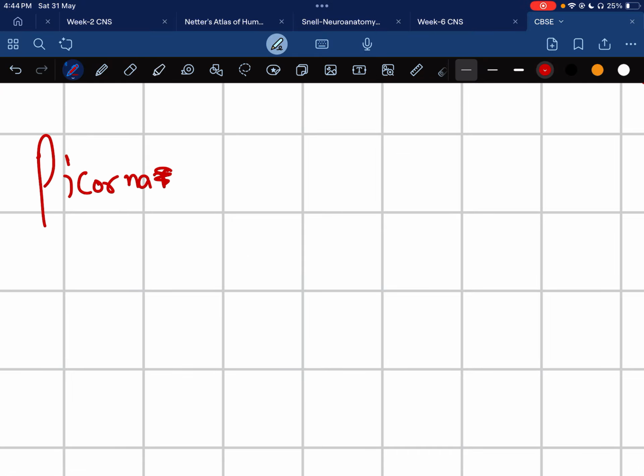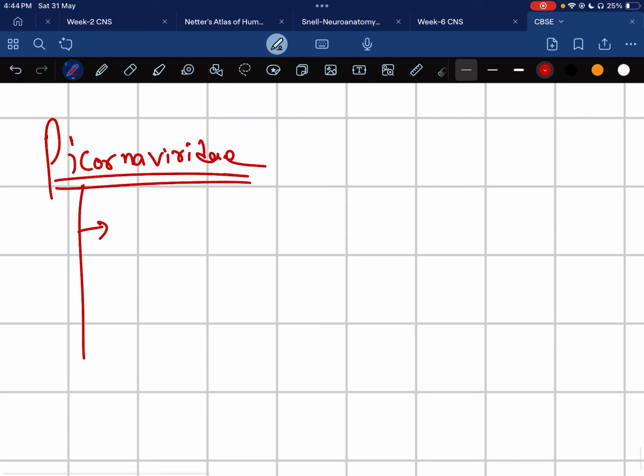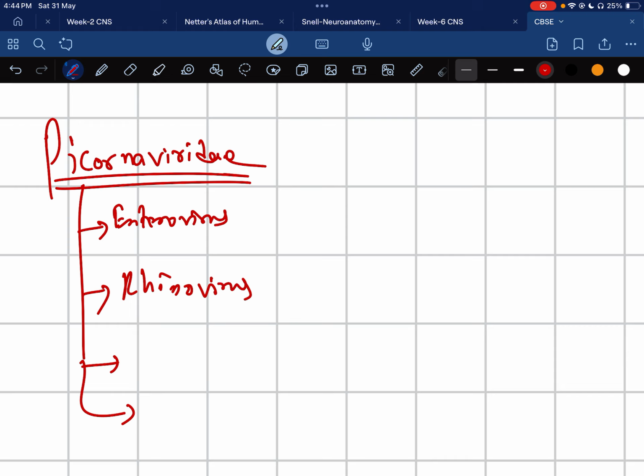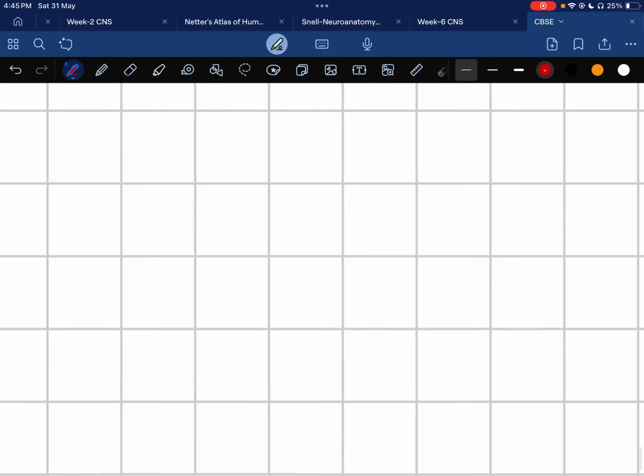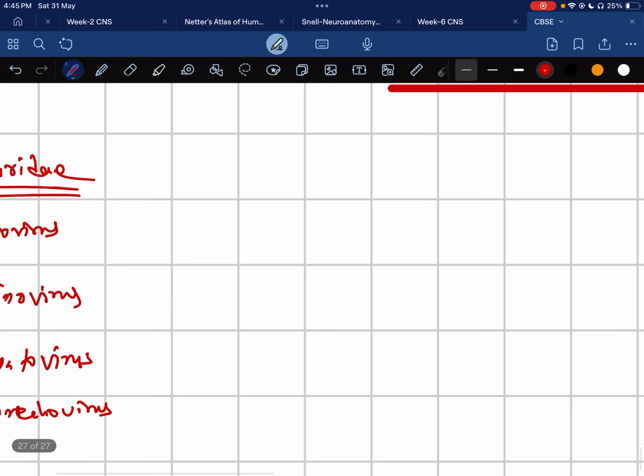Picornaviridae. In the Picornaviridae, there are the genera: enterovirus, then rhinovirus, then hepatovirus, then Parechovirus. These are the genera. In this lecture, we are going to discuss the enterovirus.